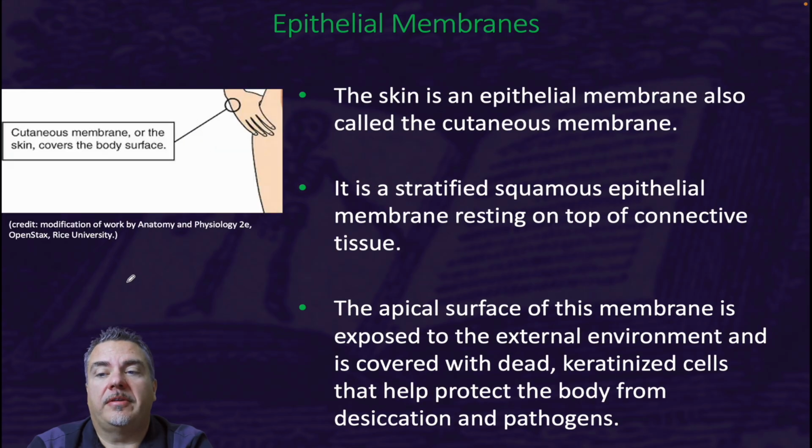The skin is an epithelial membrane, also called the cutaneous membrane. It is a stratified, squamous epithelial membrane resting on top of connective tissue. The apical surface of the membrane is exposed to the external environment and is covered with dead, keratinized cells that help protect the body from desiccation and pathogens.